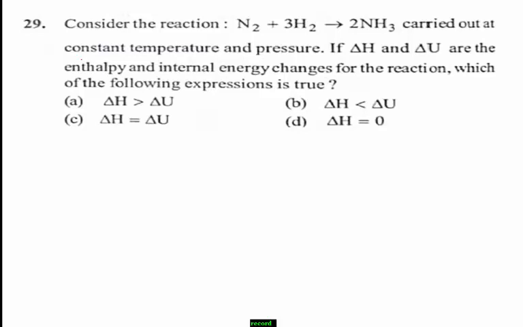Yes, students, here temperature and pressure are constant. Constant temperature and pressure they given. Therefore, here temperature and pressure are constant. So I write delta H equal to delta E plus delta n RT. Right? Here number of moles of the reactant.